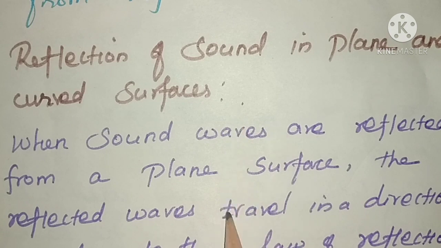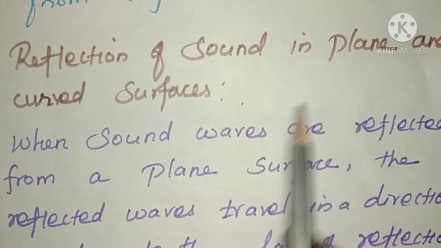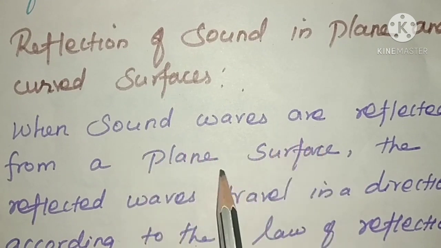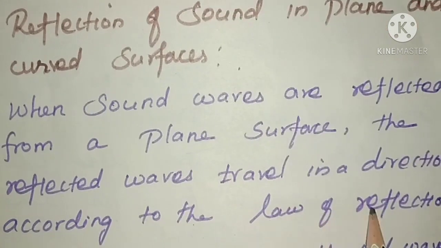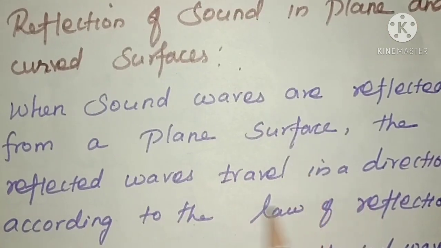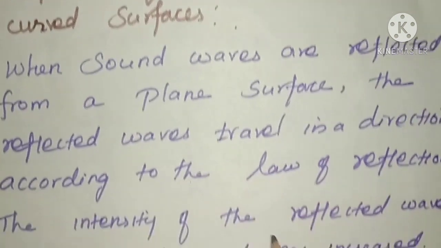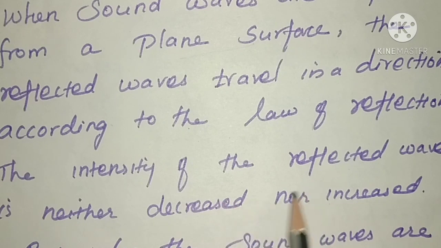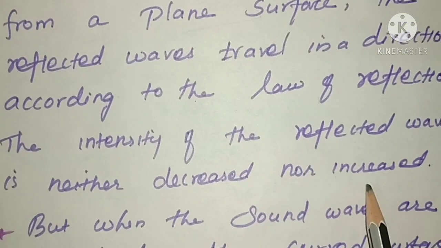So now we can go through all the points. Now what we learned: reflection of sound in plane and curved surfaces. Okay, so the first one, when the sound waves are reflected from a plane surface, the reflected waves travel in a direction according to the laws of reflection. Just now we studied the laws of reflection, and here the angle of incidence equals the angle of reflection. That is, the intensity of the reflected wave is neither decreased nor increased. The incident wave is reflected back the same. So the intensity of this sound wave is neither decreased nor increased, it stays the same.